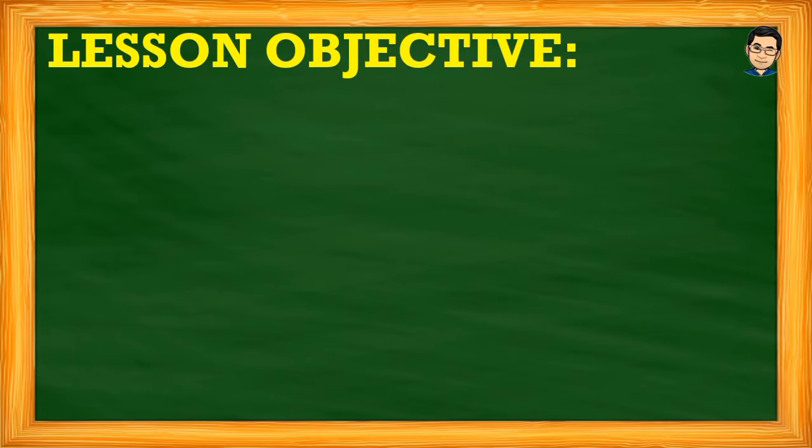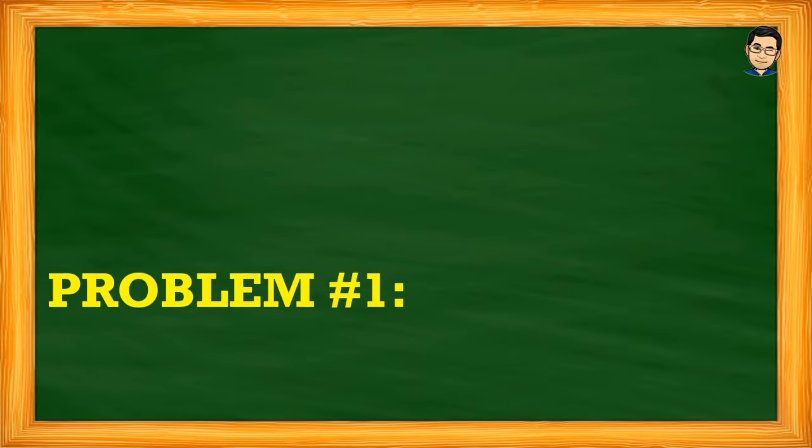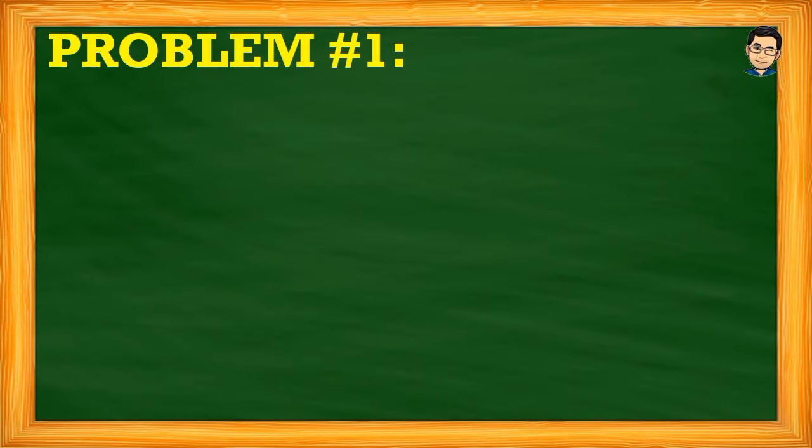So for the lesson objective, of course, we will solve word problems on distinguishable permutations. So distinguishable permutation is a type of permutation. So let us have the first problem.